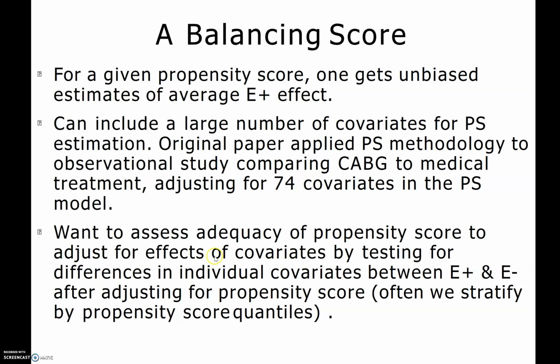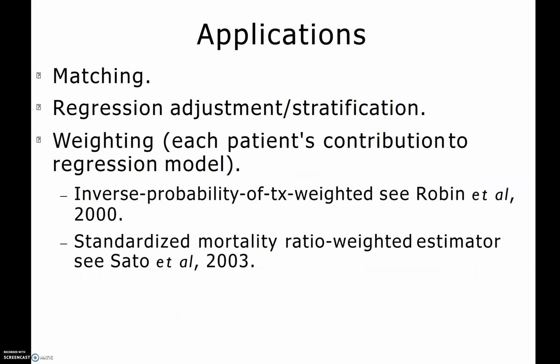Then you want to make sure that your propensity score is adequate for adjusting for the effects of those covariates by testing for differences of those covariates used to predict the treatment and control conditions after adjusting for the propensity score. So this is what we call a balance table in practice, that table that shows us how close these groups are after we've adjusted for a propensity score.